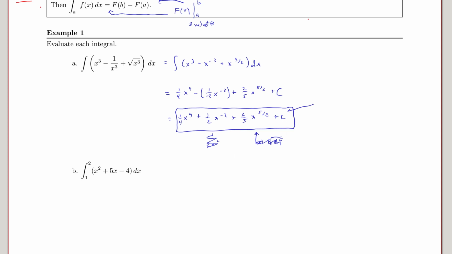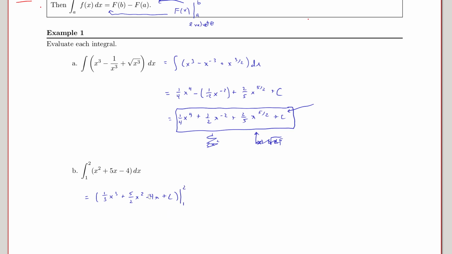So don't forget that we're getting infinitely many functions whose derivative is the original, because the derivative of a constant is 0. So let's look at a definite integral. In part B here, when we take the antiderivative, this is the in-between step I referenced up above, we're going to find the general antiderivative, 1/3 x to the third plus 5 halves x squared minus 4x plus c. And then we evaluate it from 1 to 2.